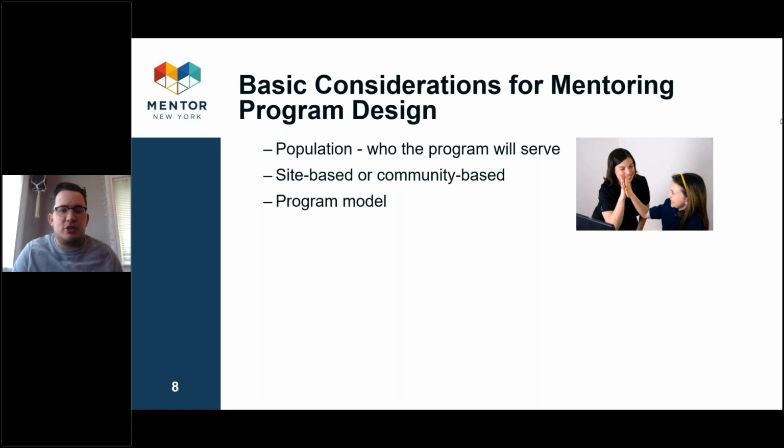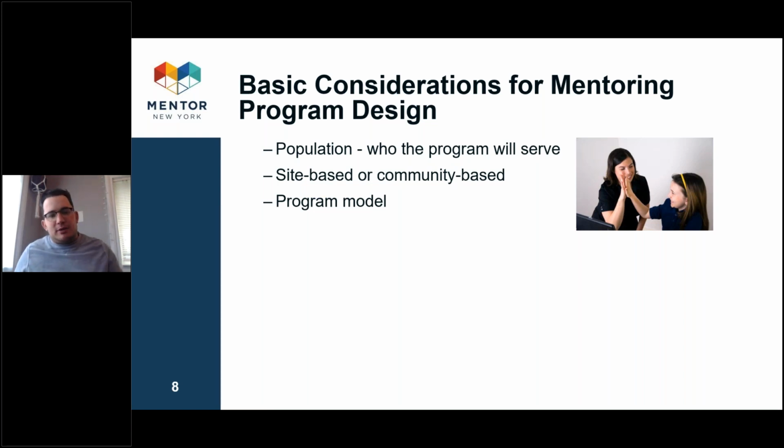So the first thing is population. Who is the program going to serve? Who are your young people? Are they specific students at a school that you partner with? Is it a school in a specific neighborhood, age, or set of interests? Who is it that you are trying to reach?